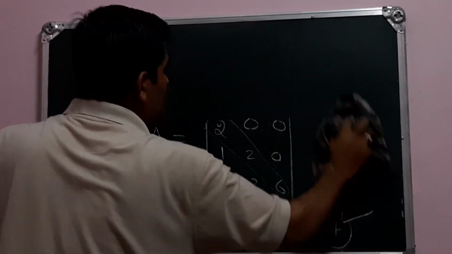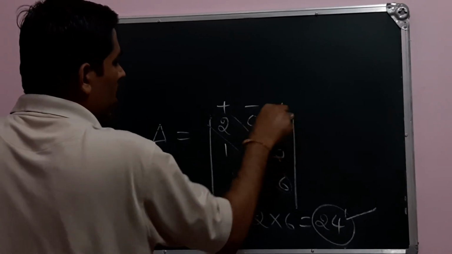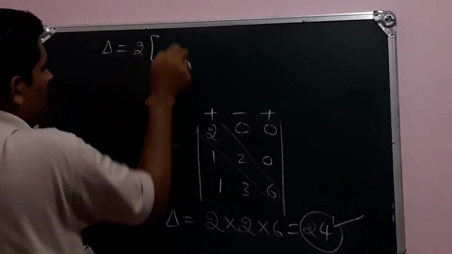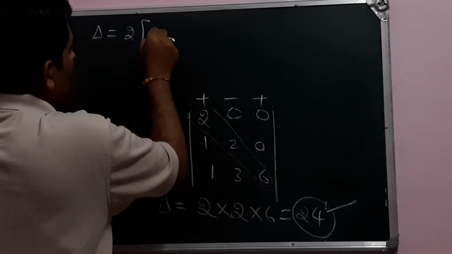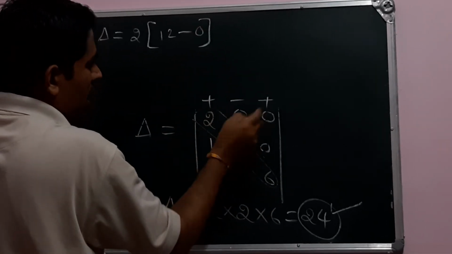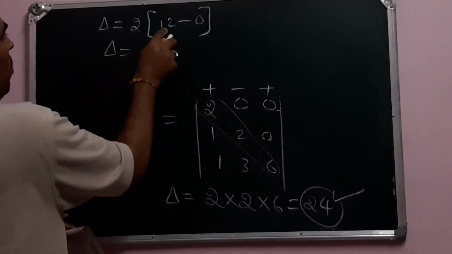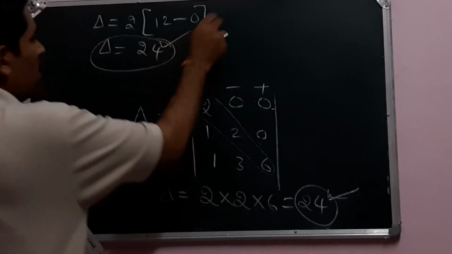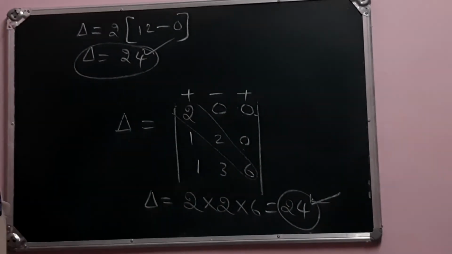Let us expand this for verification purposes. Delta is equal to 2 into, leaving this column and this row, 2 into 6 is 12, 12 minus 0 into 3, which is 0. Since zeros are there, we can leave these two elements. So I get 12 minus 0, which is 12, and 12 twos are 24. In such situations we can make use of this last property.